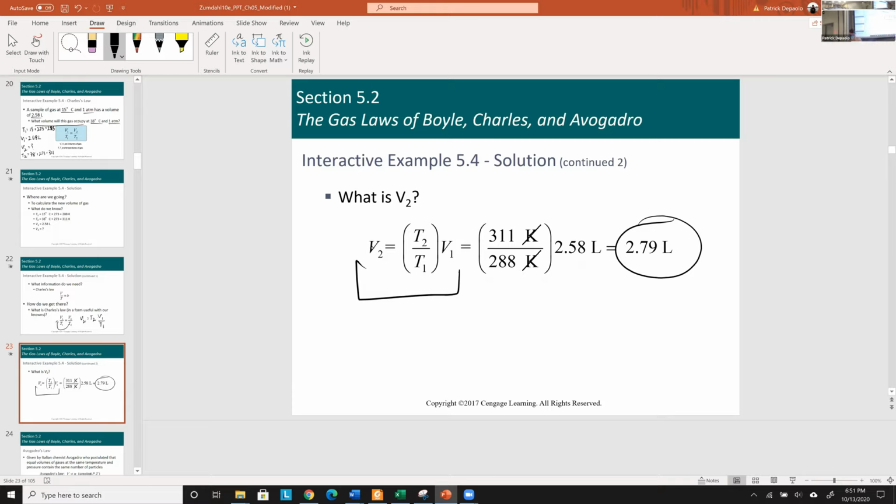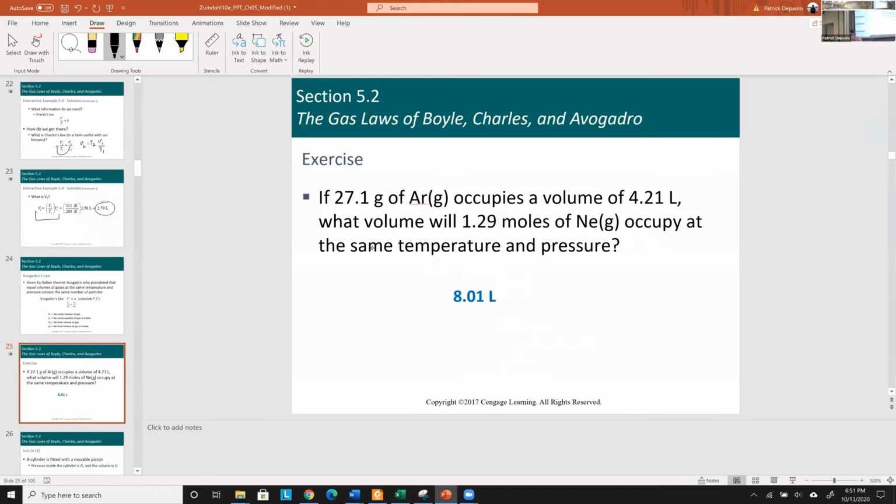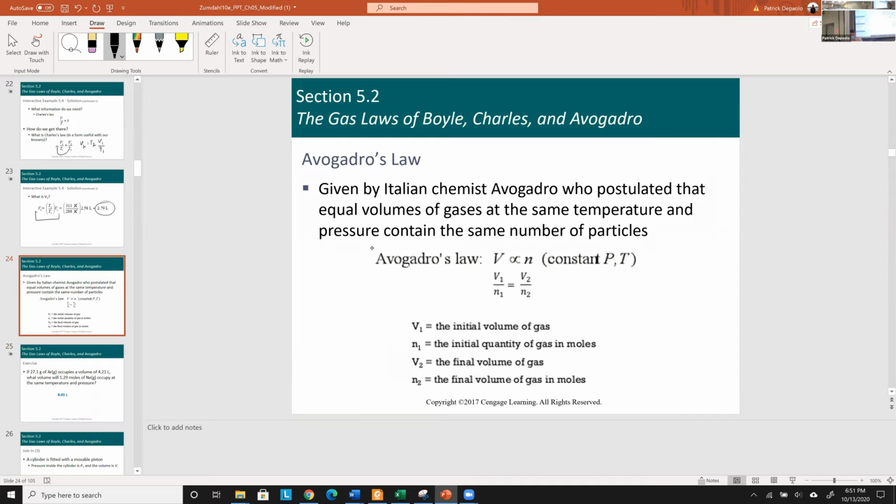All right, moving on. There's another one. Oh, no, that's Avogadro. Sorry, Avogadro's law. So next one, Avogadro's back, right? You know Avogadro's number very well, and Avogadro has a lot to do with moles. So Avogadro also postulated things about moles of gases.